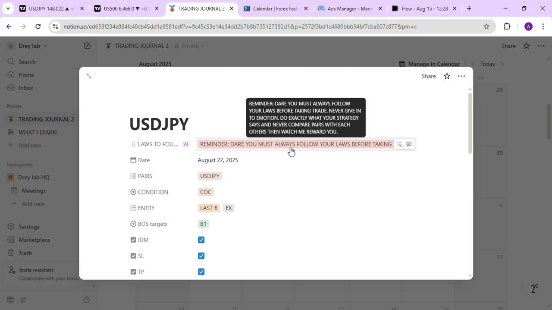So now you can see I said never compare pairs with each other, and then watch me reward you. So this whole statement means that my law is, if I can abide by these rules, if I can follow it, then my law is telling me that it's going to reward me. My trading plan is telling me that it's going to reward me. This is very, very powerful, because it means that I don't need to be worried about whether I win a trade or I lose a trade.